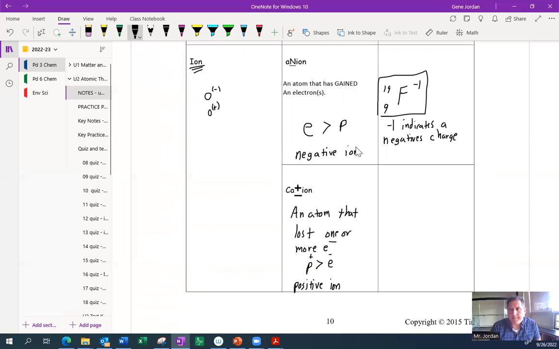Now, it has a magnitude of its negativity of 1. So if it's -1, it has a magnitude of 1.